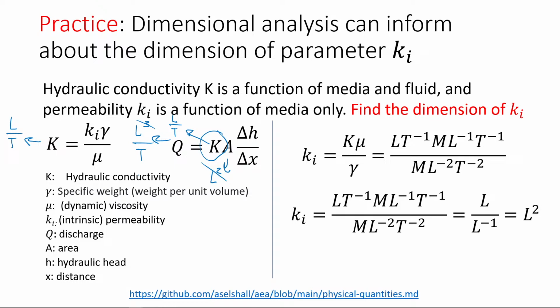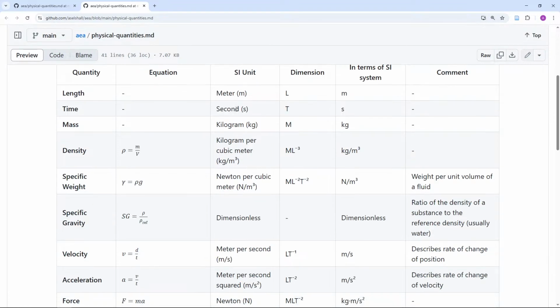Specific weight is weight per unit volume. I know weight is mg, and volume is length cubed, so you can work this out. Or I can check it in the table. I can go to this table and check what the dimension of this one is. Similarly for viscosity, if you don't remember the dimension of viscosity, you just go to this table and check it here.